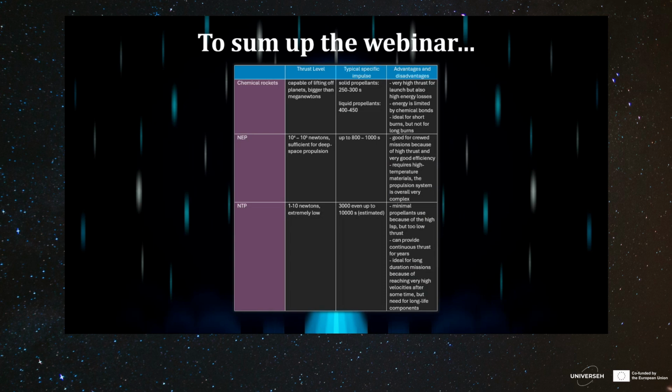And to sum up, this table compares nuclear electric propulsion, nuclear thermal propulsion, and chemical rockets in terms of thrust level, typical specific impulse, and advantages and disadvantages. Of course, for NTP the specific impulse is the highest. NEP is between the chemical rockets and NTP, up to 100 seconds. Chemical rockets are the lowest, and liquid propellants are the highest within chemical rockets.